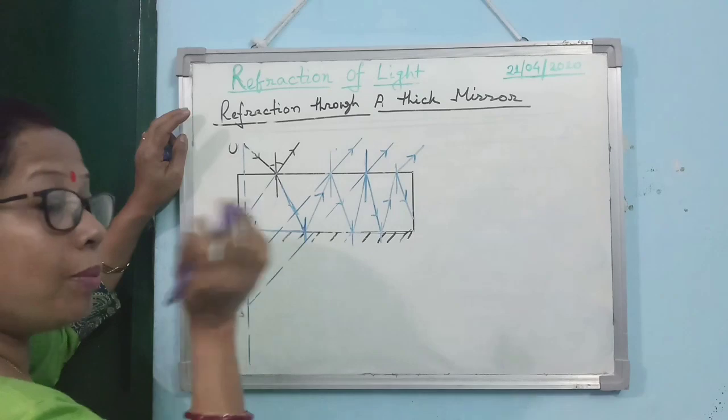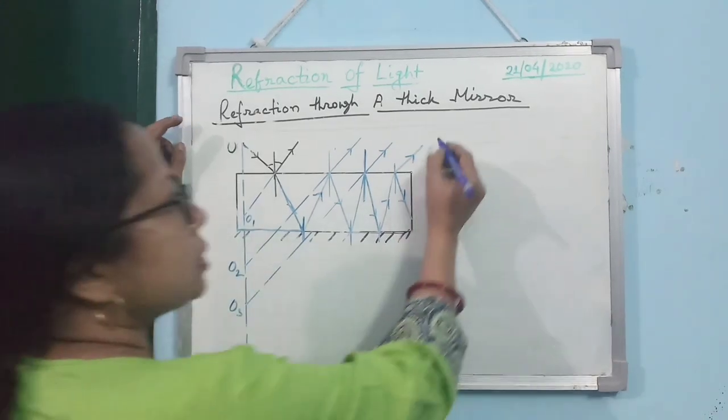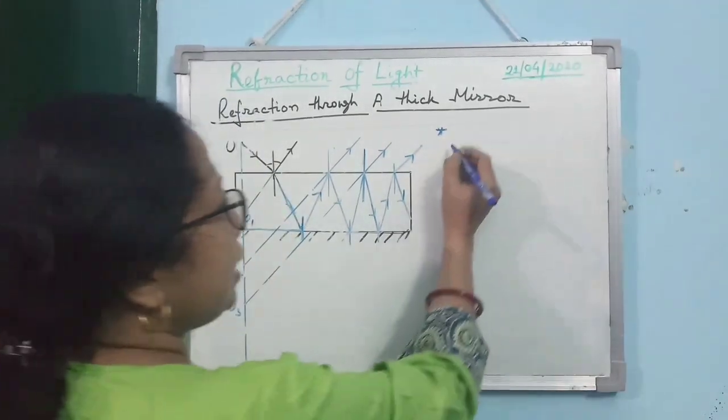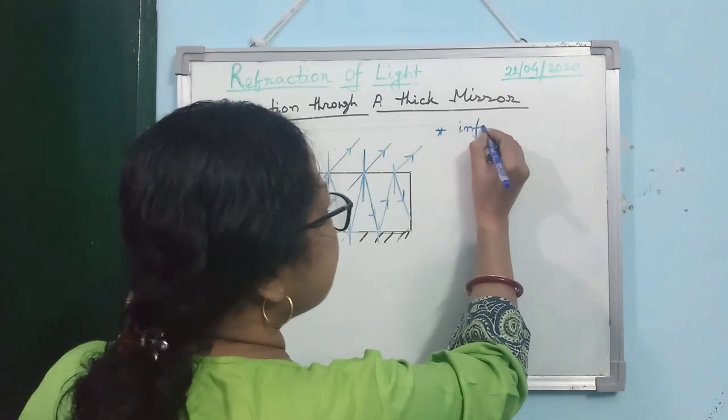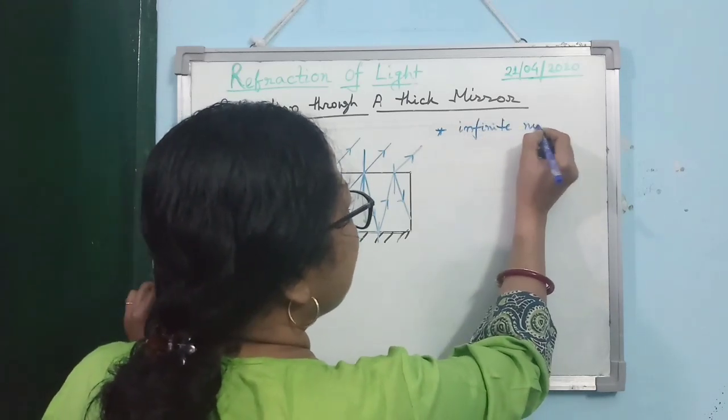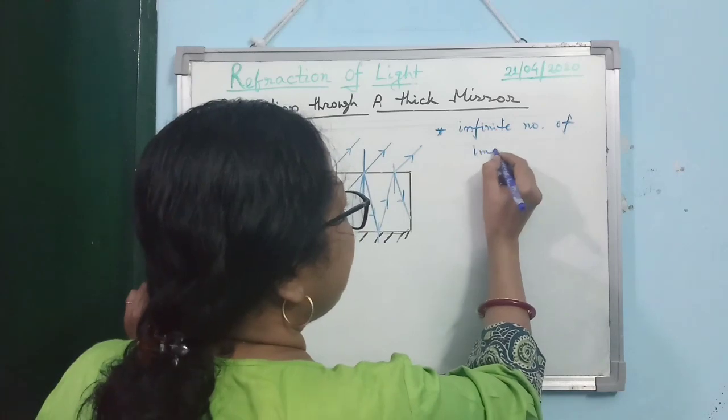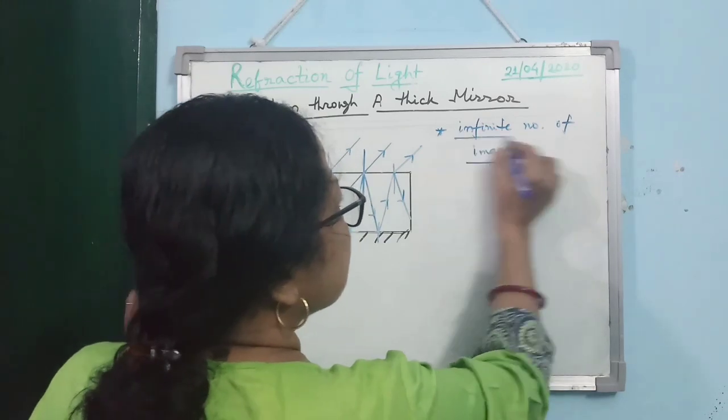So what is happening? How many images will be produced? This is the first point you have to write. How many images can you write? Several images or an infinite number of images will be produced. Is that clear? So this is one question.